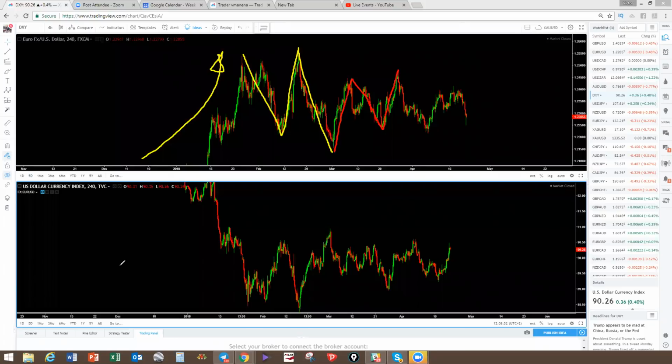So what is happening on the DXY? Same on the DXY, you've got a swing move, swing high to swing low right here, doing exactly the opposite of what Euro US dollar is doing. As you can see there, you've got a move, you've got a move, you've got a move there. Similarly, you've got the same correction, but this time in the opposite direction as the trend.